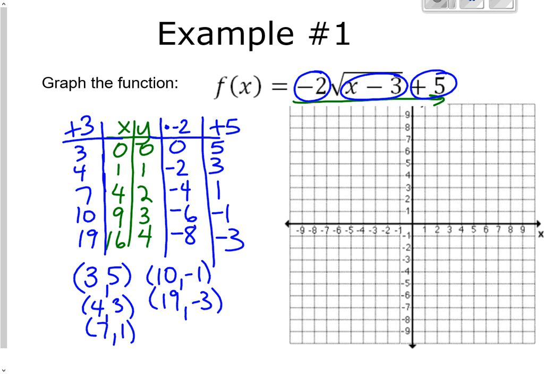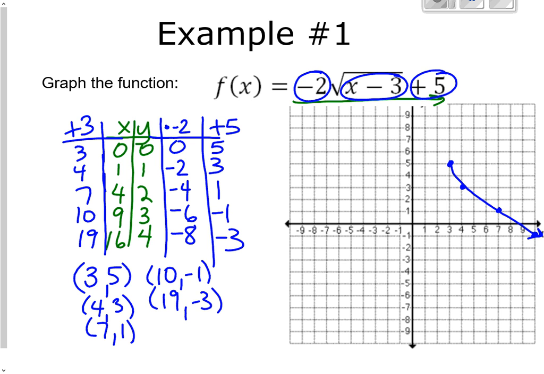Okay, let's plot these points. 3, 5, 4, 3, 7, 1, 10 comma negative 1. So it looks like this is what we have here. So it's been reflected in the x-axis. It's been vertically stretched by a factor of 2. It's been moved 3 to the right and 5 up.